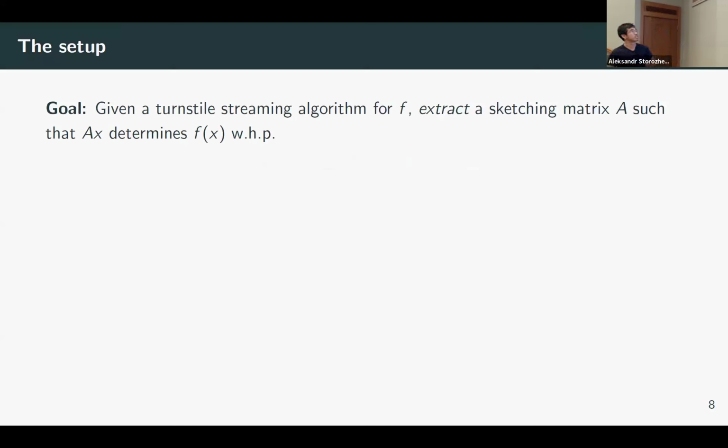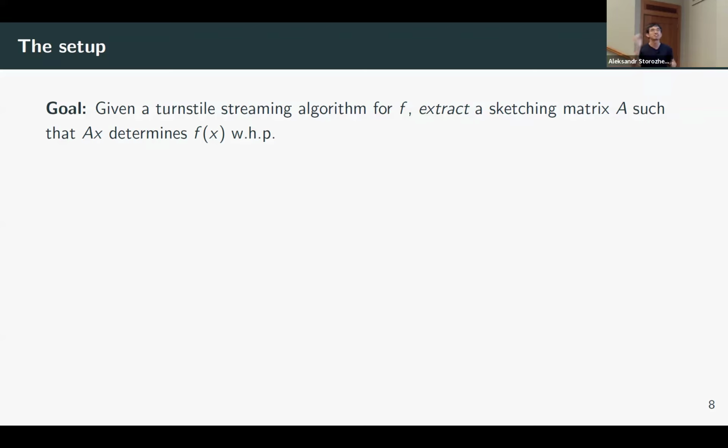So let's first look at the setup of this proof. The goal is that we're given a turnstile streaming algorithm. We would like to extract from this algorithm the behavior of the algorithm, a sketching matrix A, such that Ax can determine the value that the turnstile streaming algorithm is computing, with good probability. In general, this turnstile streaming algorithm may be maintaining some linear sketch on its own, and may also have some nonlinear parts.